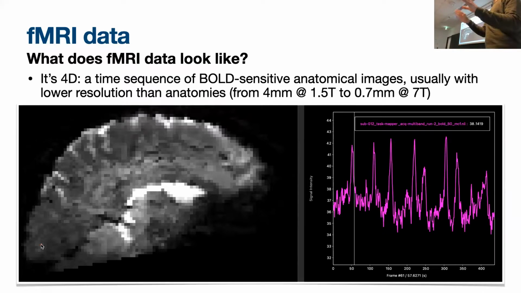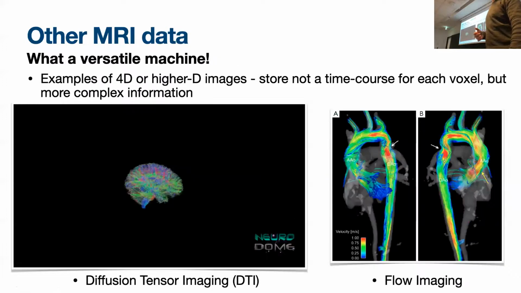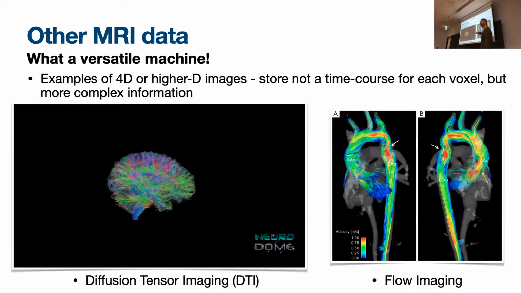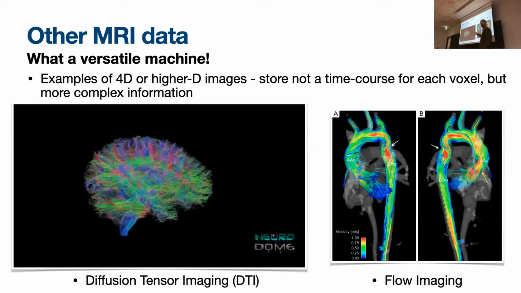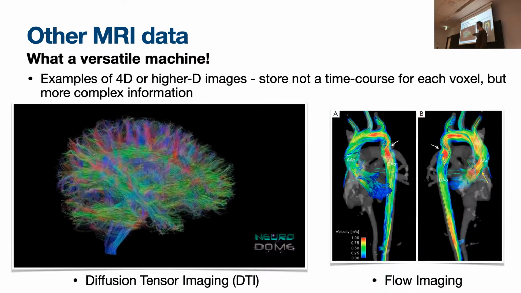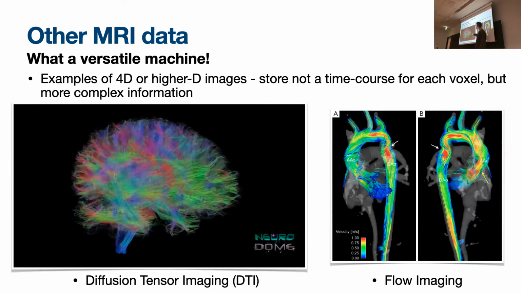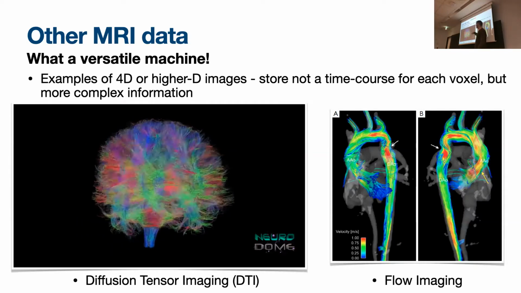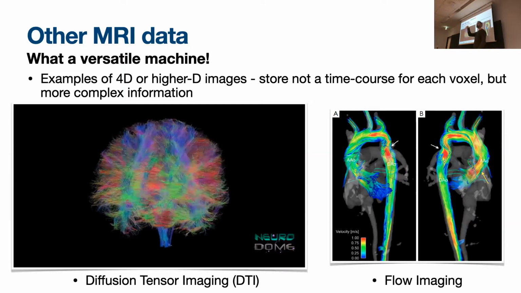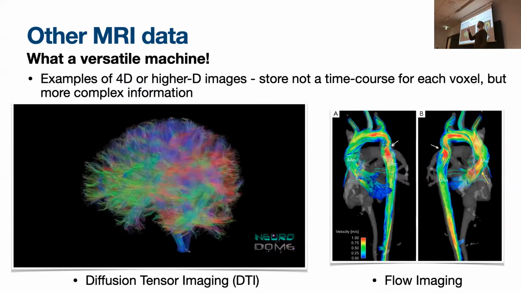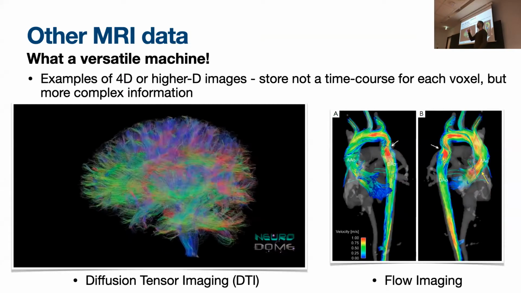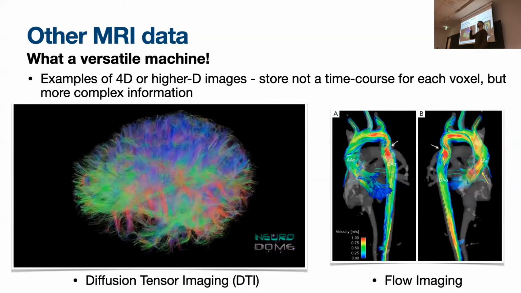And of course, this sounds a bit weird, and I didn't even tell you what the signal was, but we'll get there. Now, this is just another example of how we can use the scanner. This is actually DTI, diffusion tensor imaging, where at every voxel, we don't measure a time course, but we measure the directions in which water is likely to diffuse inside that voxel.